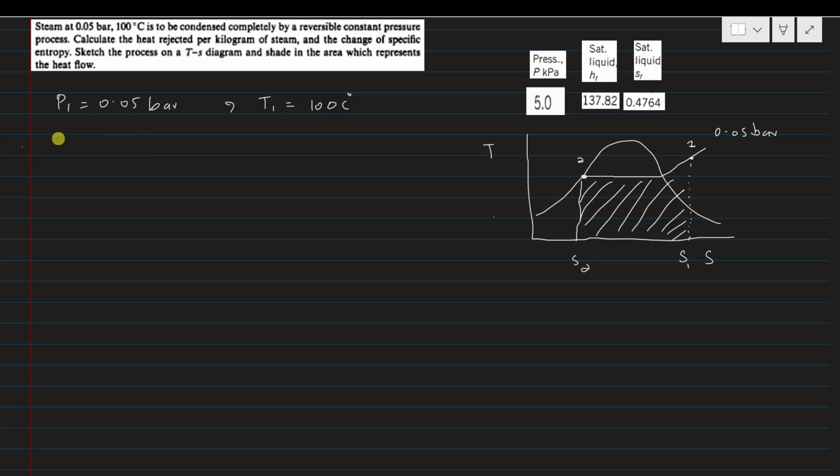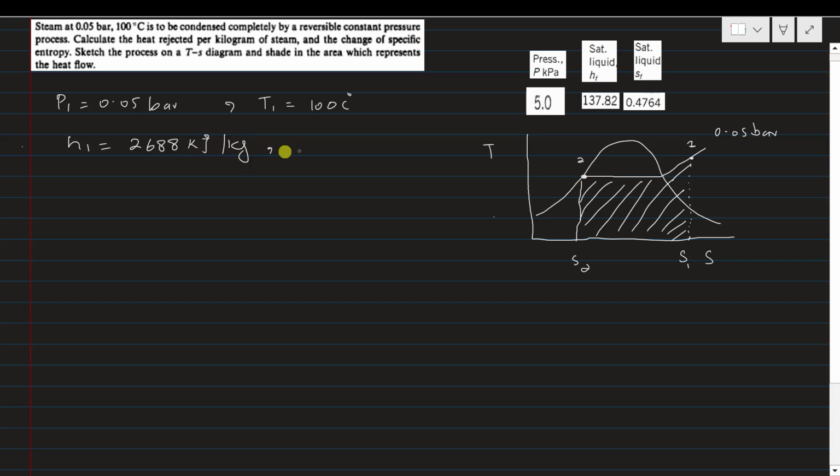Now at the initial temperature and pressure P1, which is constant throughout this process, the enthalpy in the superheated region at state 1, H1, from the superheated steam table, is 2688 kilojoule per kg, and the entropy S1 is equal to 8.768 kilojoule per kg Kelvin.